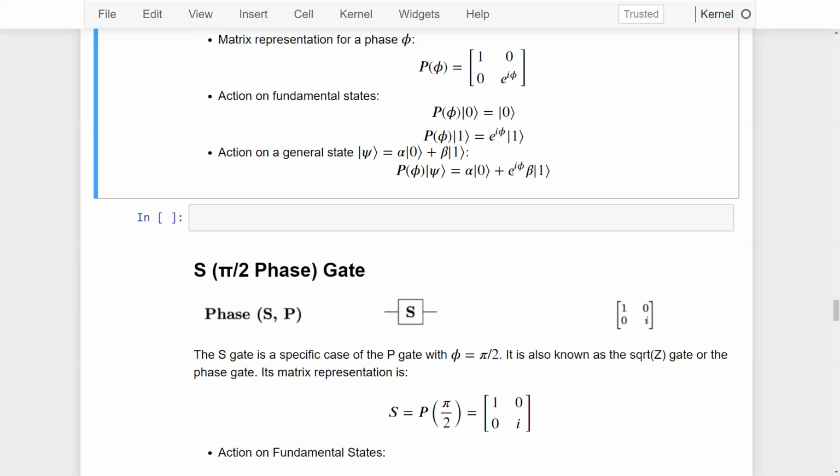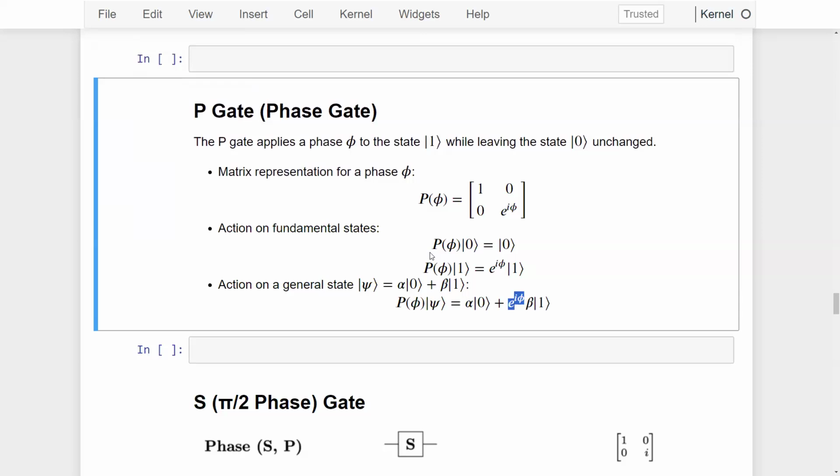Okay, so it changes the phase of the state 1, and for a general input state, it returns the same state, but slightly changes the phase of the state 1. You know that phase controls the interference. Why is it so important? Because P gate can create destructive interference or constructive interference, depending on this phase phi.